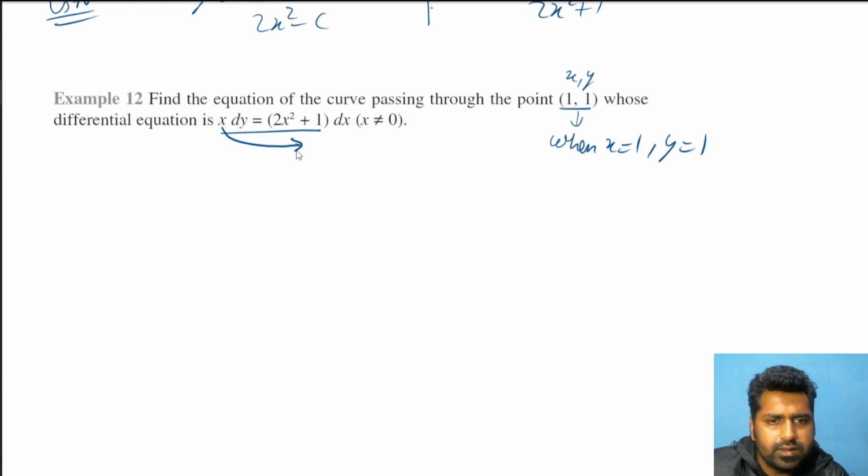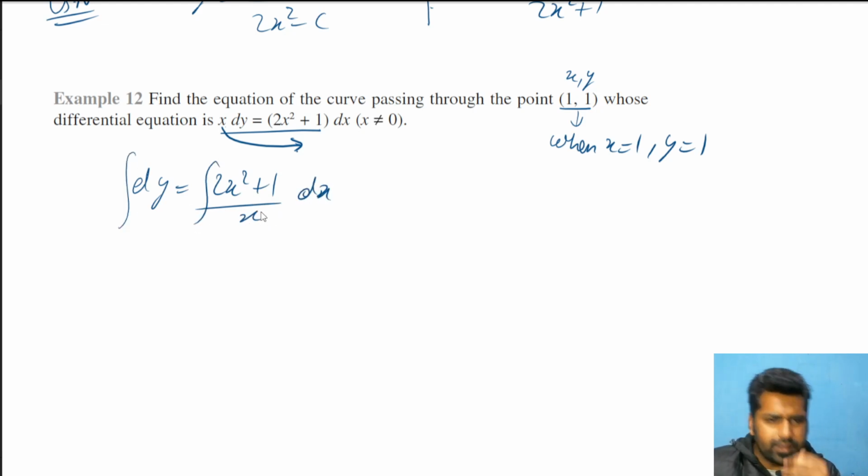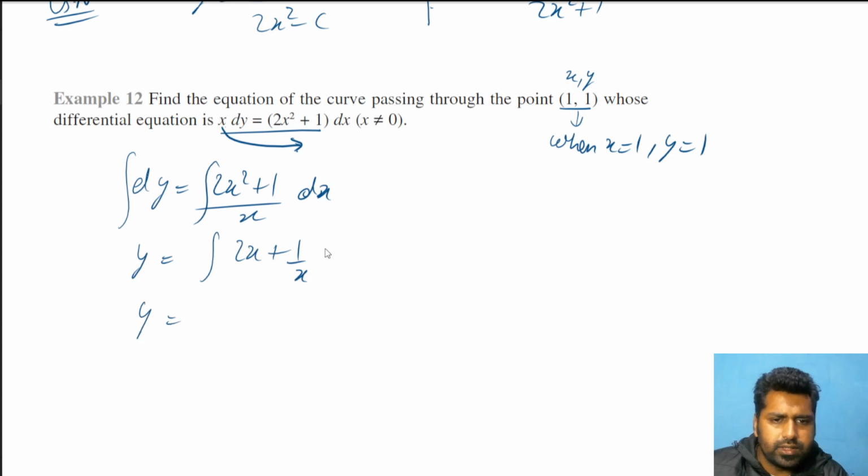Take this x in the denominator, rest everything is okay. dy is equal to 2x square plus 1 upon x dx, and integrate. How will we integrate? Single denominator, split it. The integration of 1 is y. This is the integration of 2x plus 1 by x, so y is equal to x square plus log mod x, or log x also you can write, plus some c.